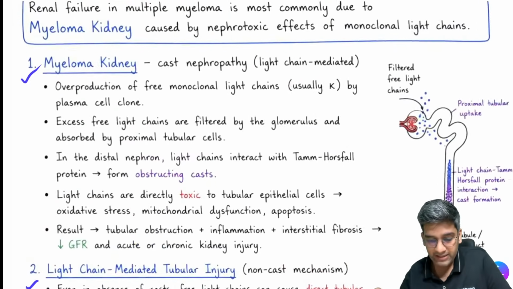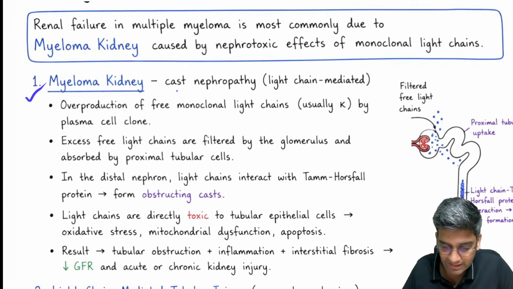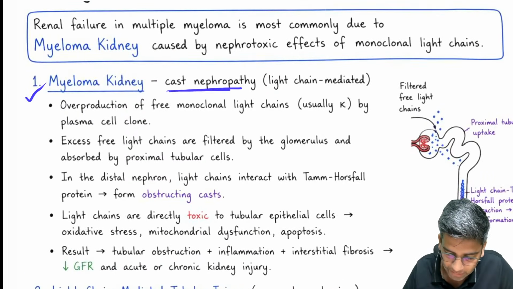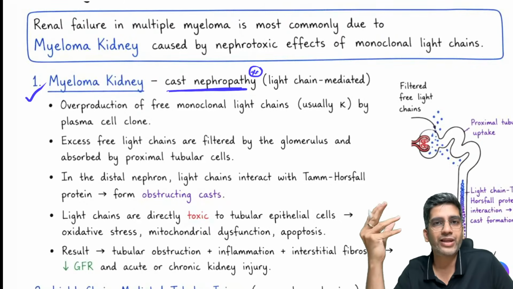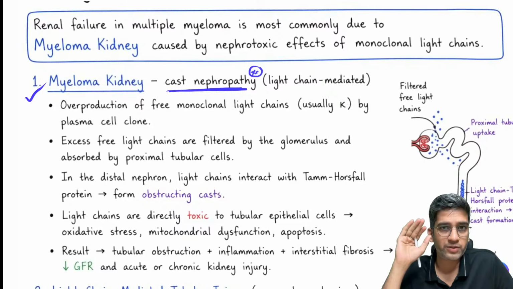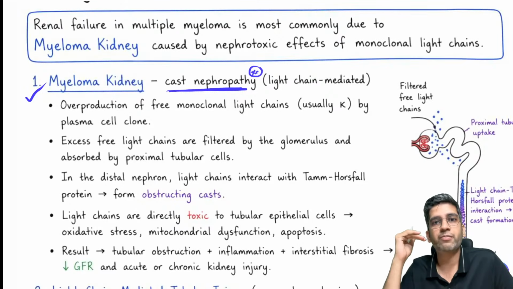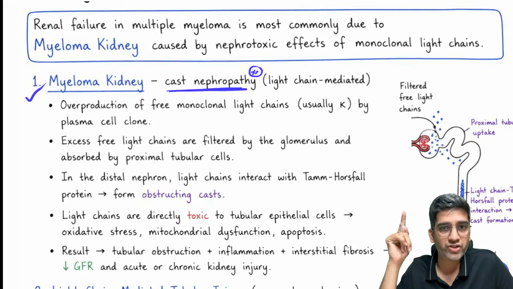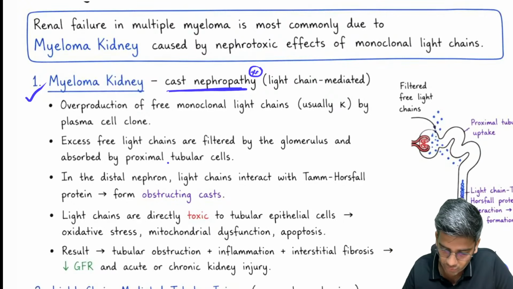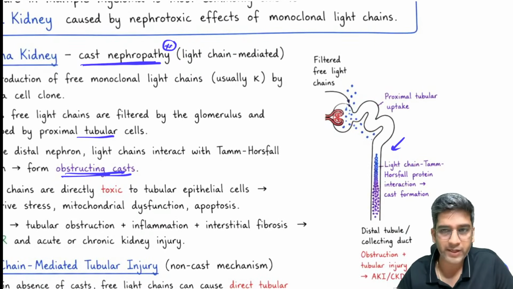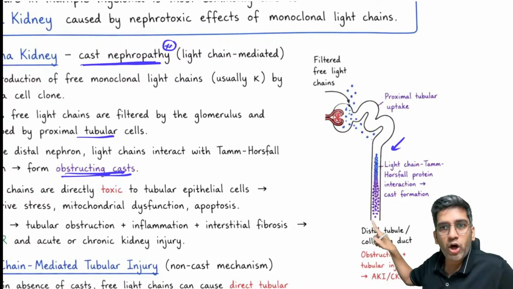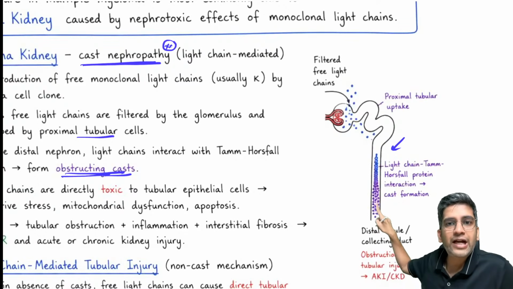The first part is the myeloma kidney, or we use the term cast nephropathy. Please try to include this word. This is very important, something a pathologist will love in an exam sheet, called cast nephropathy. Whenever there's an overproduction of myeloma chains, especially light chains, the light chains will be absorbed by the proximal convoluted tubule and they'll form obstructing casts. This is how a glomerulus is. So all the light chains are going to get obstructed here.